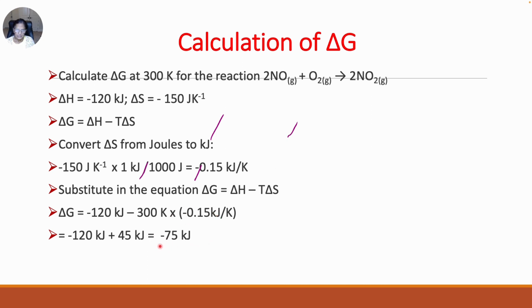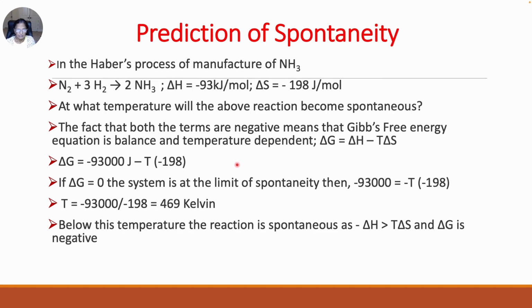Since there is a negative sign for delta G, it is a spontaneous reaction and the delta G value is minus 75 kilojoules. So like this we can calculate the value of delta G and also predict the spontaneity of a reaction. Now let's predict the spontaneity of another reaction.